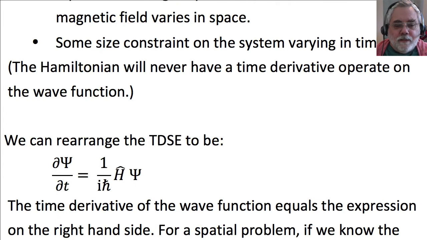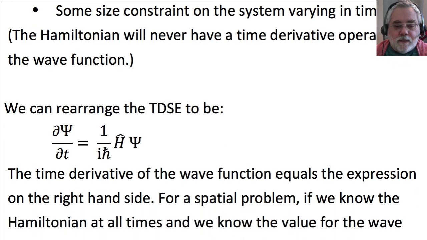We can rearrange the time-dependent Schrodinger equation so that the left side only has a partial derivative with respect to time. Partial derivative of psi with respect to time equals 1 over i h bar, H hat operating on psi. The time derivative of the wave function equals the expression on the right-hand side.